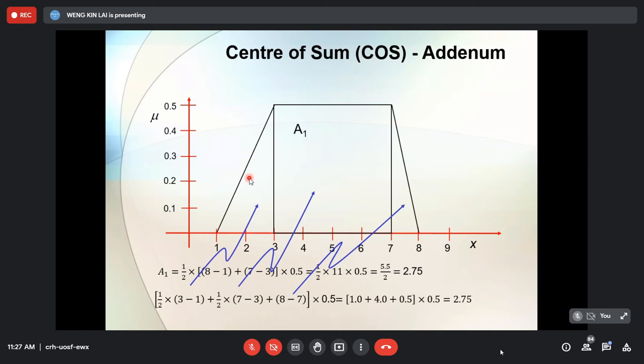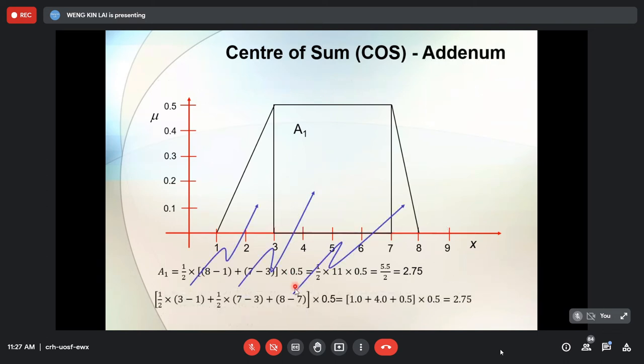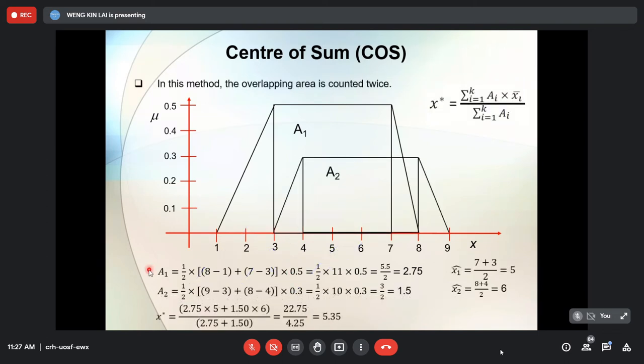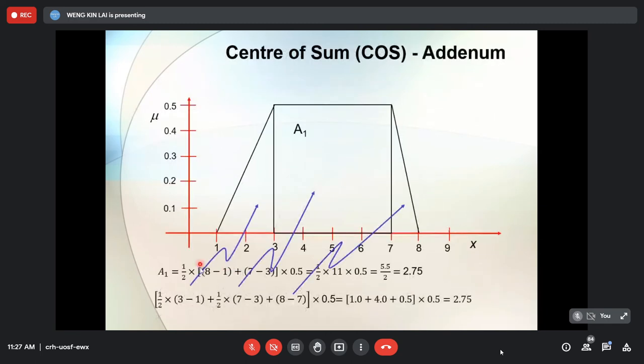Now, you can see it's quite complex to actually calculate. Where does this A1 come in? A1 is actually half of 8 minus 1 plus 7 minus 3. This one shows you how I arrive at the answer. So this is half of this 3 minus 1, this area, the first part.